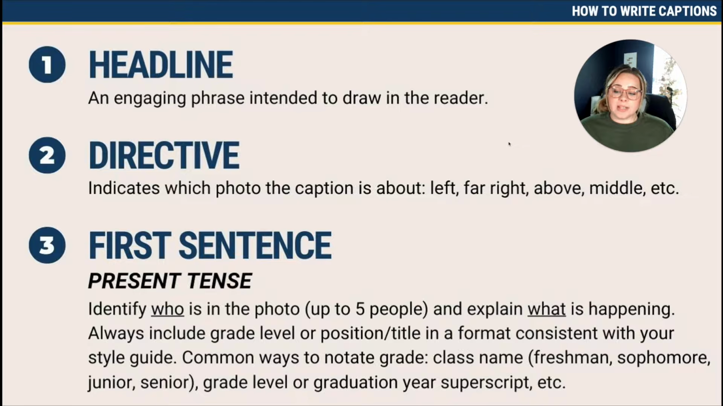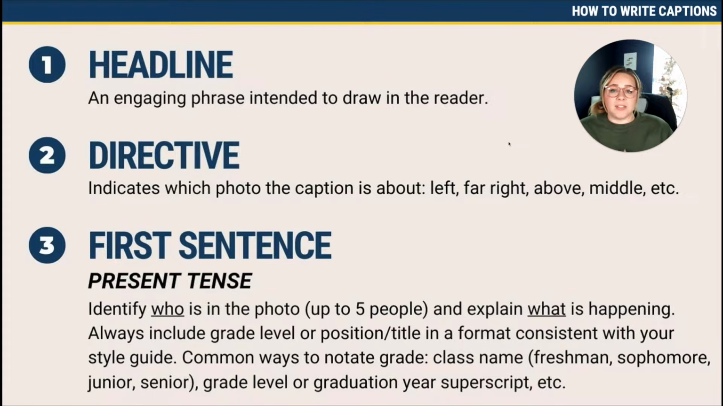And so this sentence is always written in present tense. That's super, super important because it changes in part 4. So make sure you note that this is written in present tense. So this is where we're going to identify who's in the photo and explain what is happening. So if this photo has more than 5 people, like JV cheerleaders, you can group them and refer to them as JV cheerleaders because there's somewhere else in the book where they can see who exactly in their group photo is a JV cheerleader. But for this instance, you're going to refer to them as a group because you don't have to name all 12 cheerleaders in your caption.